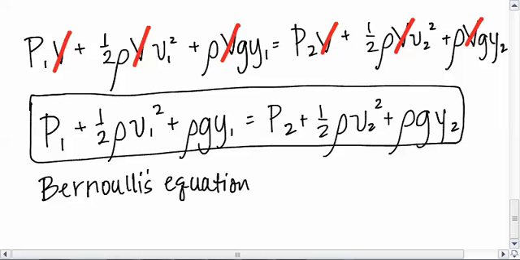I like to think of it as the conservation of energy for fluids. It's not energy because they're all in Pascal. It's like Pascal plus Pascal plus Pascal. So it's all in pressures, but it comes from that conservation of energy for a fluid that's moving. Now there is a special case, and let's look at that.